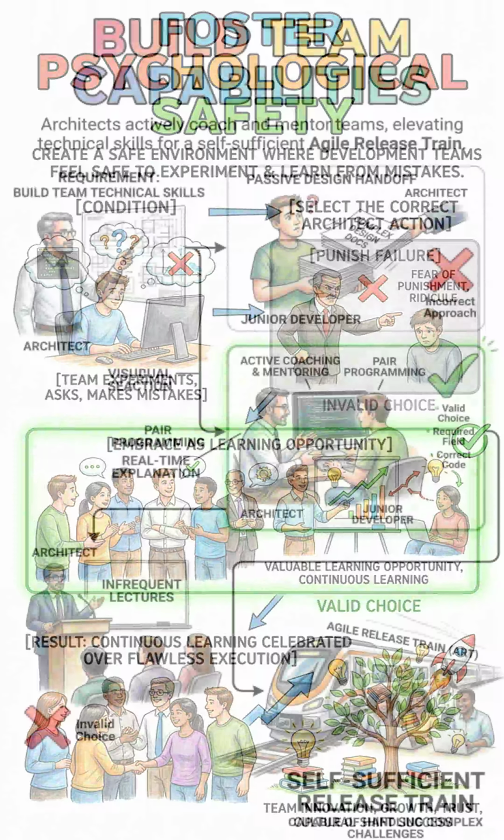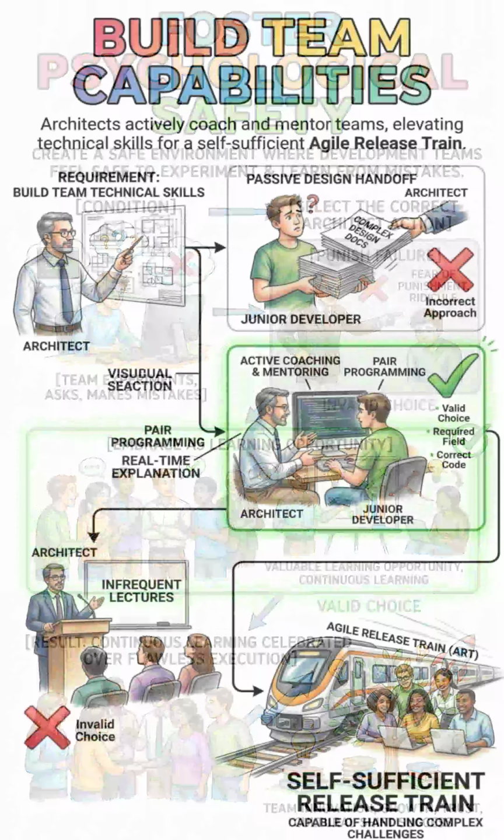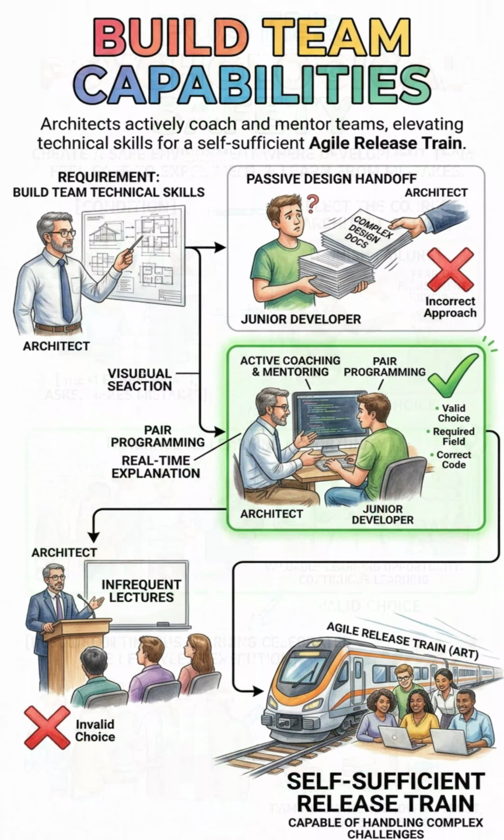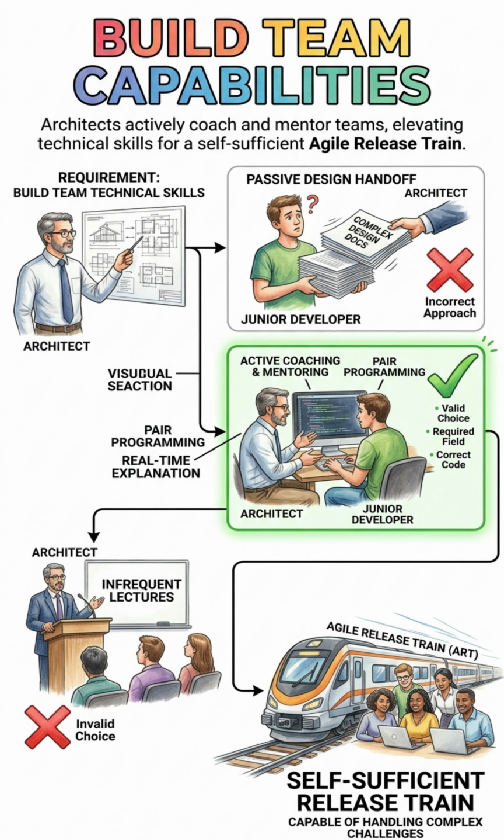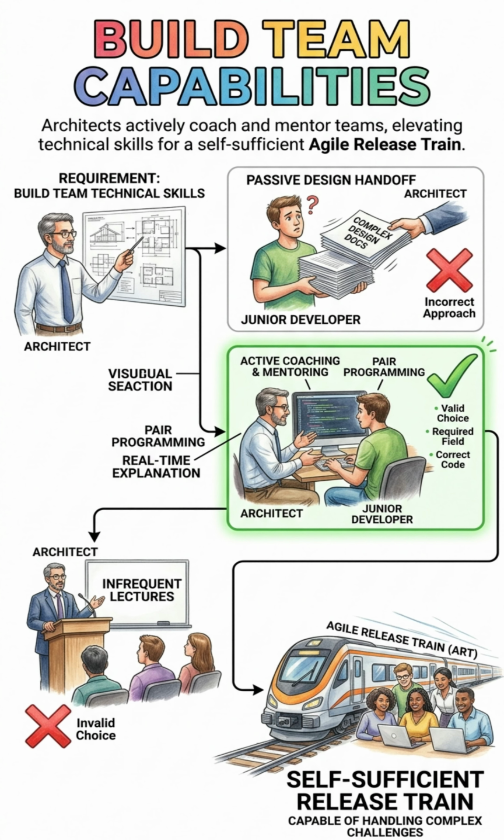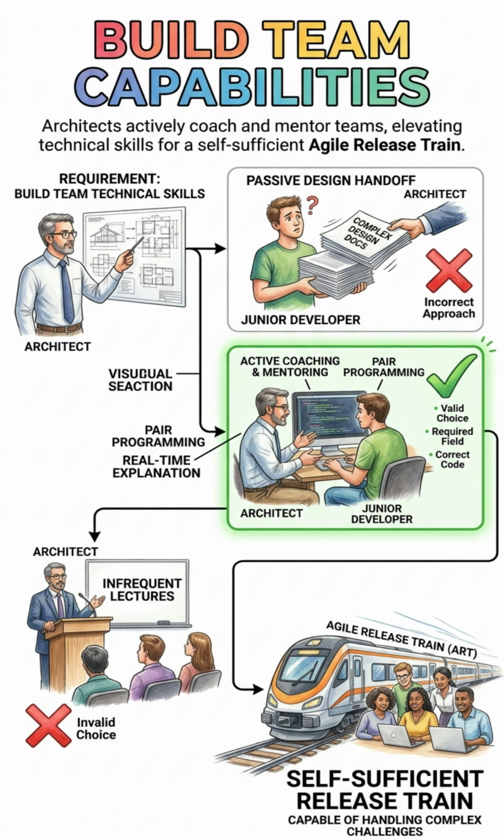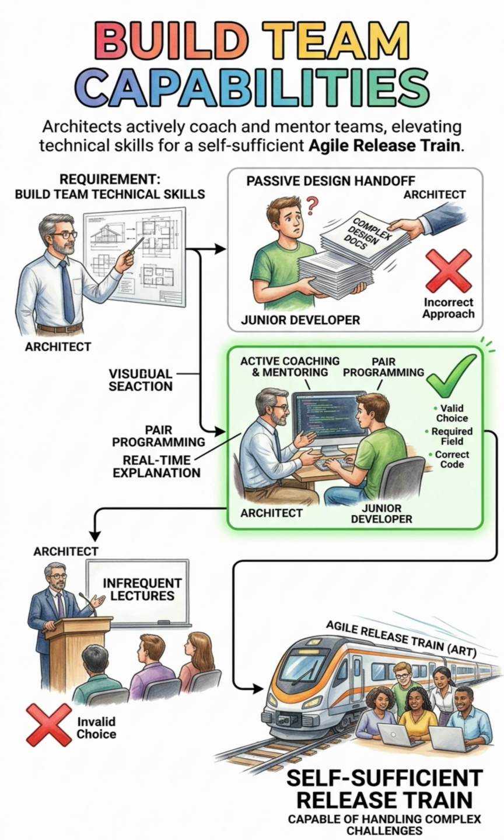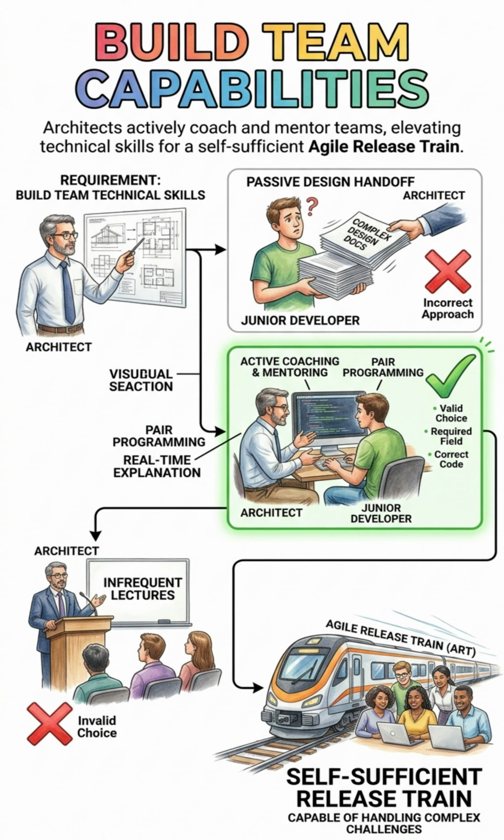To build the capabilities of your teams, you must become an active coach and mentor. You cannot just hand a complex design to a junior developer and expect perfect results. You need to sit down with them, perhaps using pair programming techniques, to explain the nuances of the architecture in real time. By continuously upgrading the technical skills of the people around you, you ensure that the entire release train becomes more self-sufficient and capable of handling complex challenges.